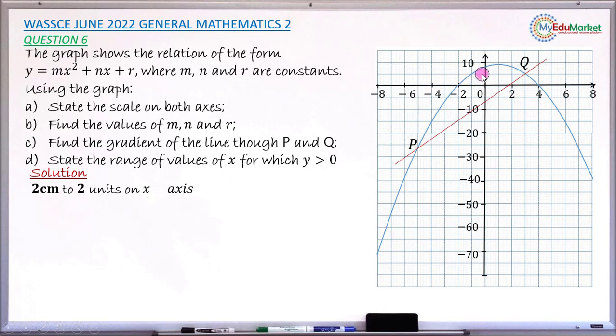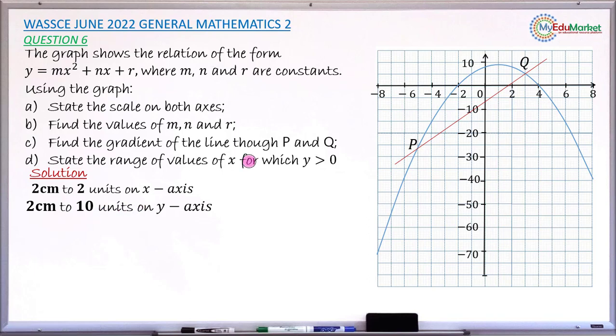So you now move to the y-axis. From 0 to 10 is 2 centimeters. 0 to minus 10 is another 2 centimeters. Also minus 10 to minus 20 is another 2 centimeters, which means on the vertical axis, that is the y-axis, 2 centimeters represent 10 units. This also you can divide through by 2 to get 1 centimeter to represent 5 units. If you write that, you are still okay. So question A has been answered.